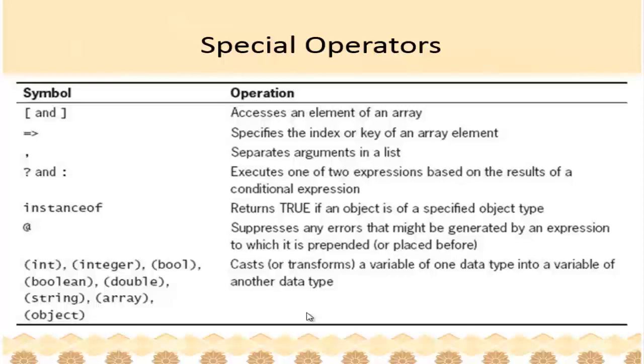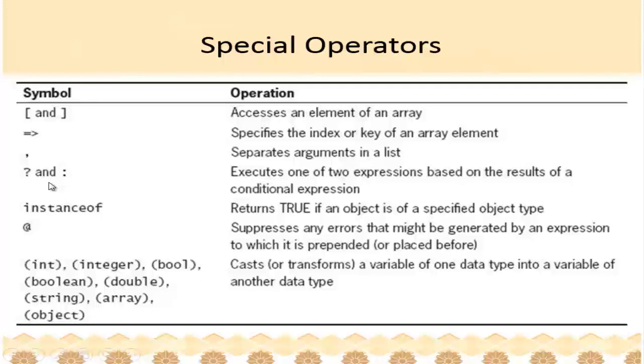Okay, let's look at some special operators. The first operator that you see is for arrays. This one is "locates to", and again it is used in arrays. Comma is used for separation, if you want an argument list separation.